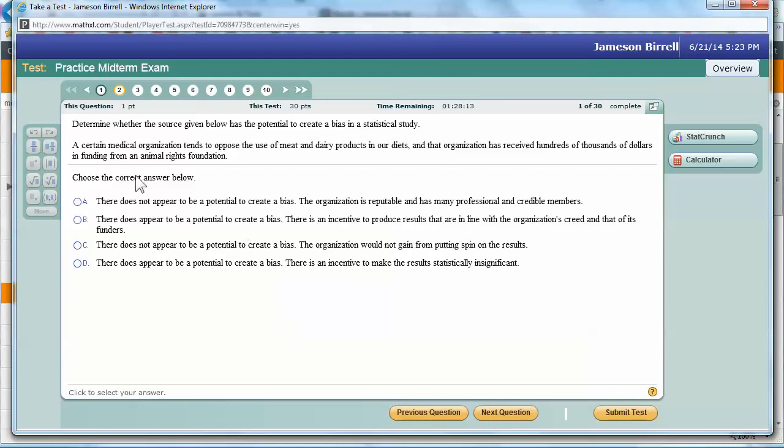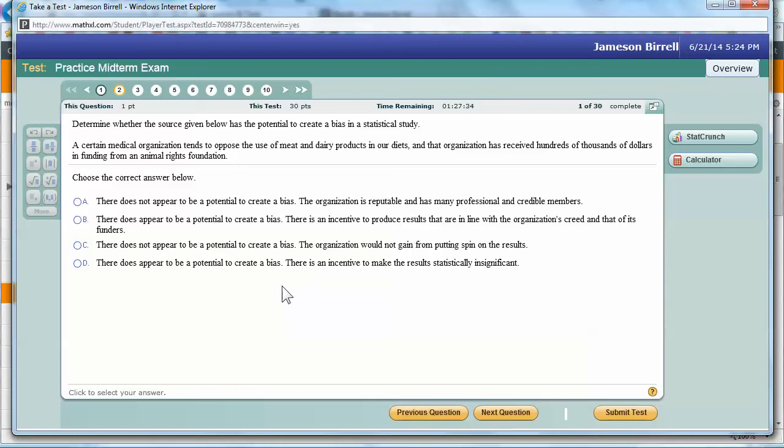On this question, pause it and read through the question just for a second. Okay, so it should be pretty clear. A certain medical organization tends to oppose the use of meat and dairy, largely probably because those are used by animals, right? Or maybe they oppose other animal-related production industries. But you notice that that organization has received hundreds of thousands of dollars in funding from an animal rights foundation. It's a little suspicious, and so we think that might create a bias if you're doing a statistical study with that funding group.